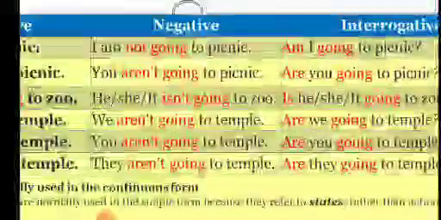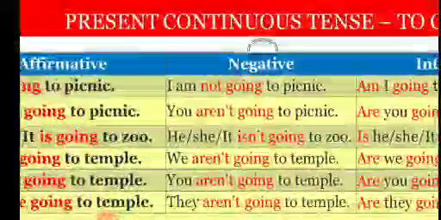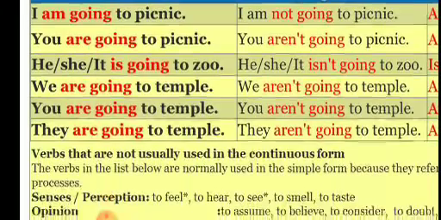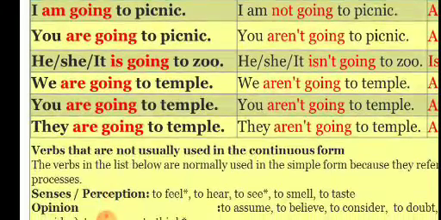Example. So let us see an example with go. I am going to picnic. You are going to picnic. He or she or it is going to zoo. We are going to temple. You are going to temple. They are going to temple.